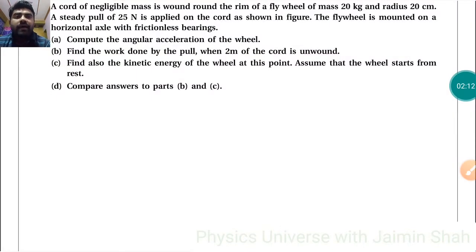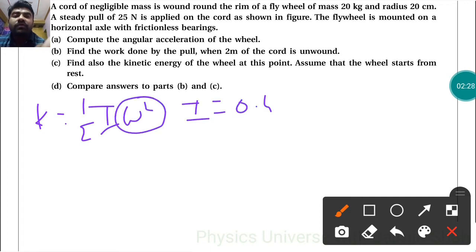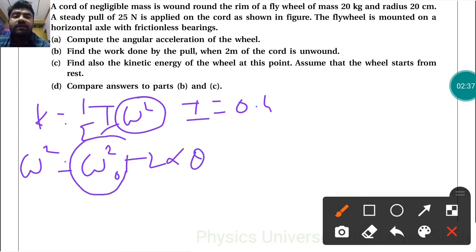Then third, find also the kinetic energy of the wheel at this point. Assume that the wheel starts from rest. So see, the kinetic energy of the wheel, that formula is K is equal to half I omega square. Now we know that I is equal to 0.4, but we don't know omega square. So omega final square is equal to omega initial square plus 2 alpha theta. Now the object starts from rest, so omega 0 will be 0, right?